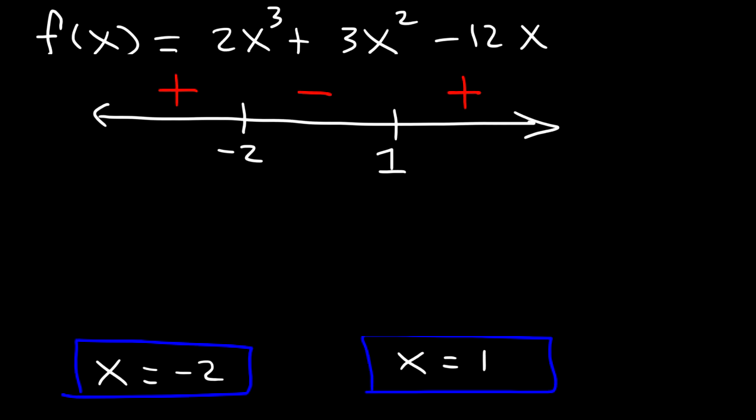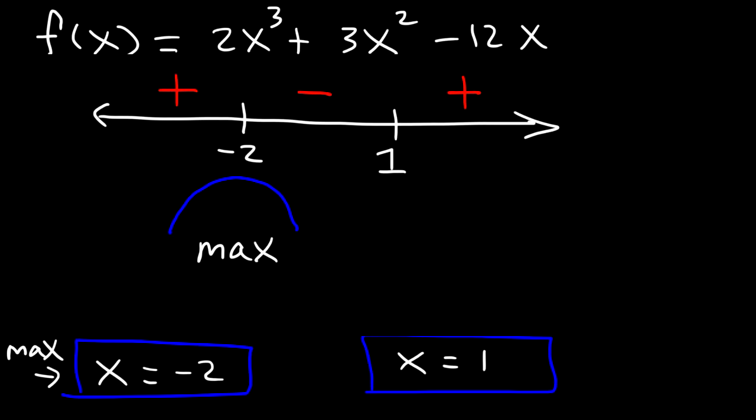Now, which critical number is the relative maximum, and which one is the relative minimum? So negative 2, is that a relative max or a relative min? Well, the slope changes from positive to negative, so on the left side of negative 2, the function is increasing, and on the right side, it's decreasing. So that is a relative maximum. So we have a maximum at negative 2.